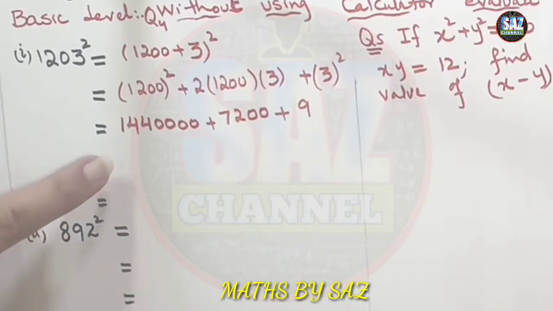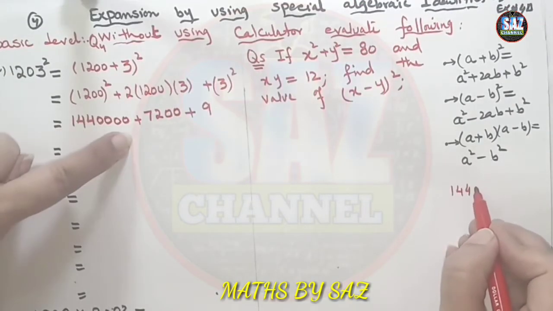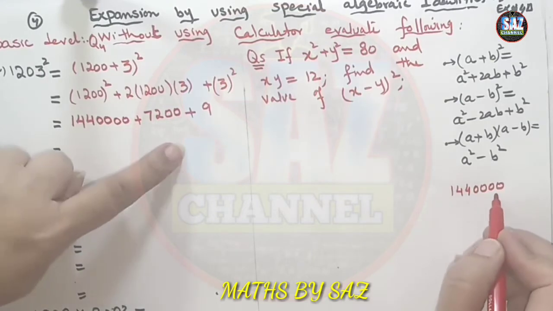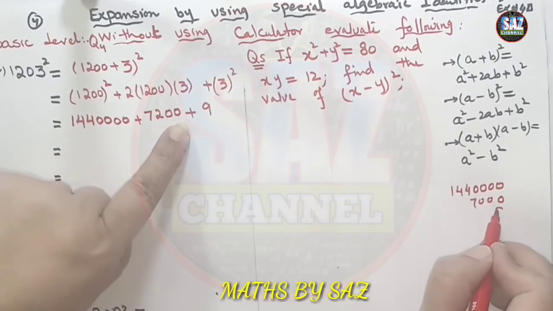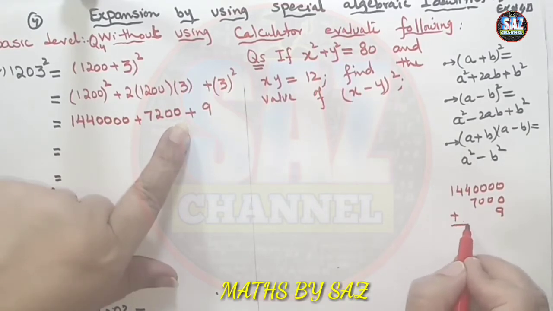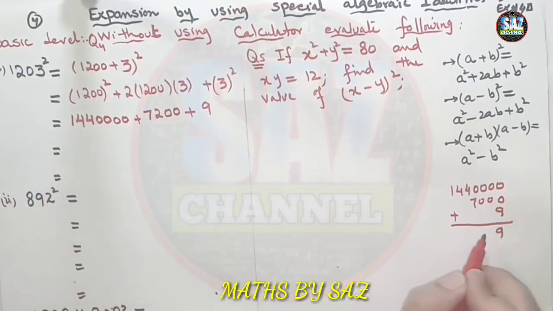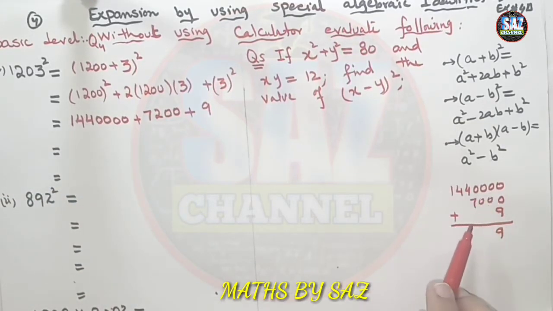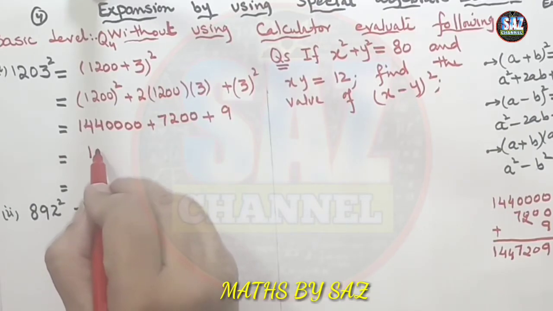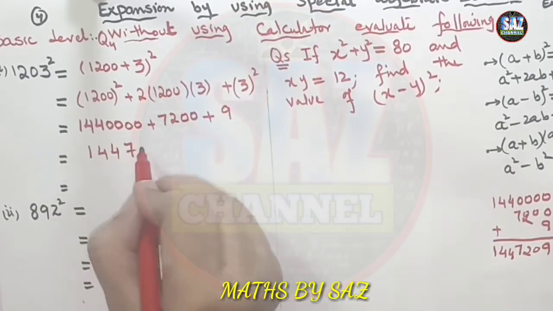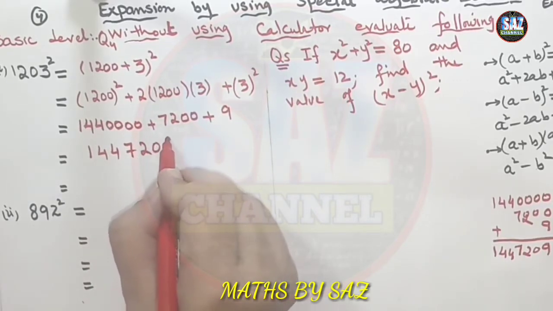So write the numbers carefully. 144 with 1, 2, 3 and 4 zeros, and then I have 7200, and then I have 9. Add them up carefully. Is that okay? So my sum will become 1,447,209.